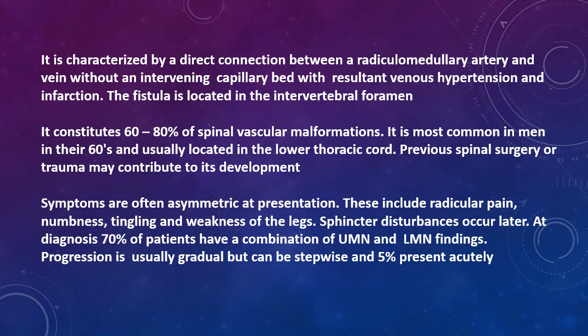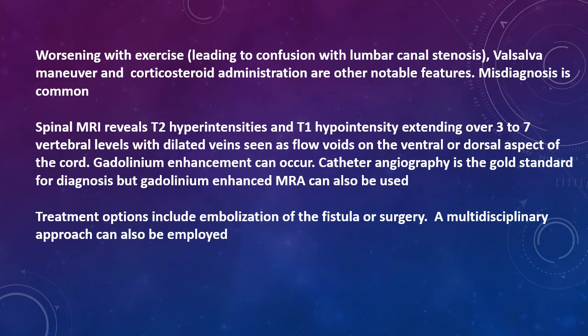Sphincter disturbances occur later. At diagnosis, 70% of patients have a combination of upper motor neuron and lower motor neuron findings. Progression is usually gradual, but it can be stepwise, and 5% of patients present acutely. Worsening with exercise, leading to confusion with lumbar canal stenosis, as well as with Valsalva maneuver and corticosteroid administration, are other notable features. Misdiagnosis is common.